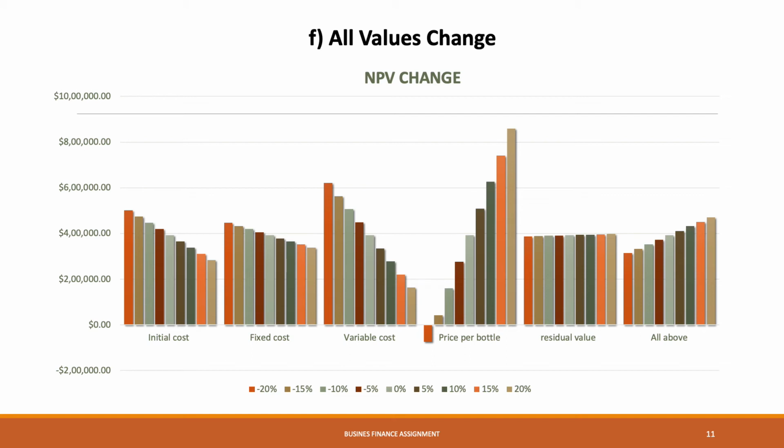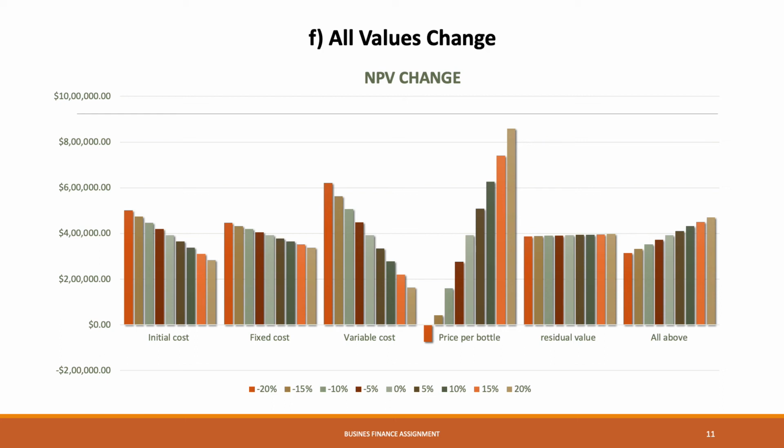So this chart represents the NPV change for all the values. For the initial cost, we can see if we are decreasing the value, the NPV is increasing, and if we are increasing the value of the base price, the NPV is decreasing. And it is the same scenario for fixed cost. If we decrease the base price, the NPV is increasing, and if we increase the base price, the NPV is decreasing. And for the variable cost, it is also the same scenario, but in the variable cost, we can see that the NPV is decreased by a huge rate when the base price of the variable cost has increased.